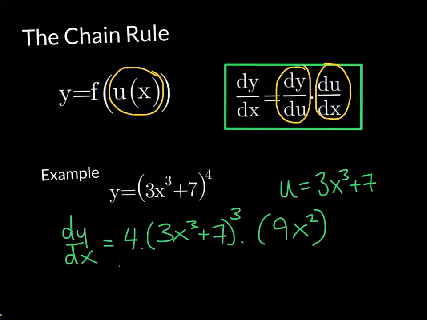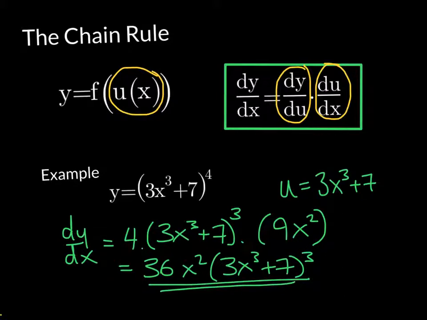So we now have, we can multiply the 4 by the 9, and we have 36x squared, tidying this up a little bit, 3x cubed plus 7 to the power of 3. And that is our answer for that example.